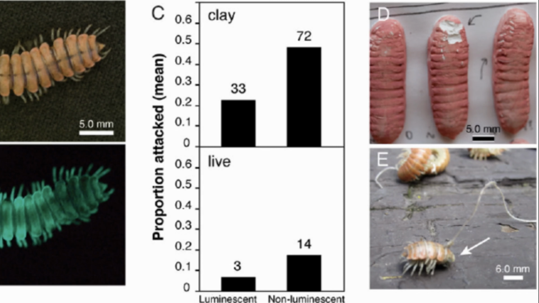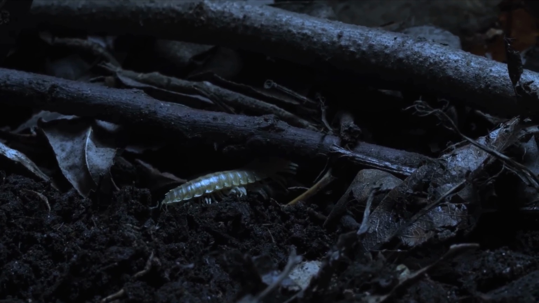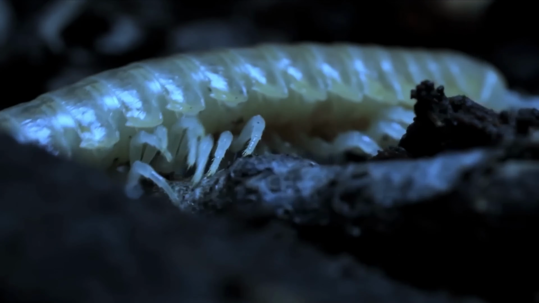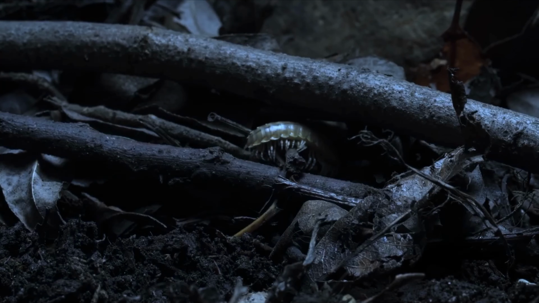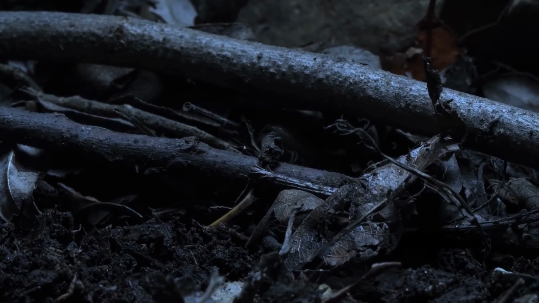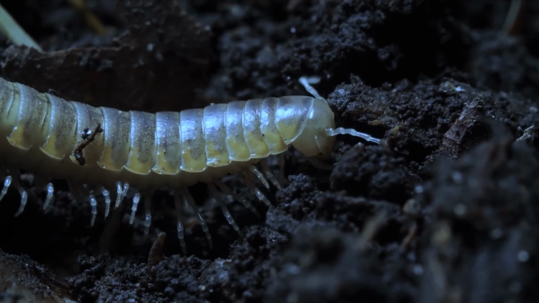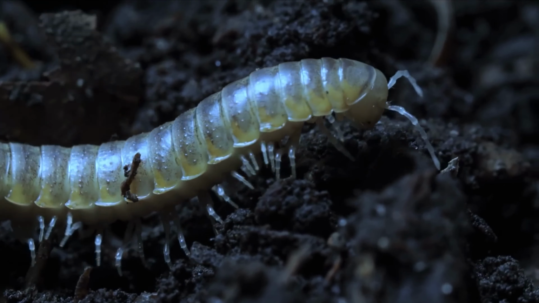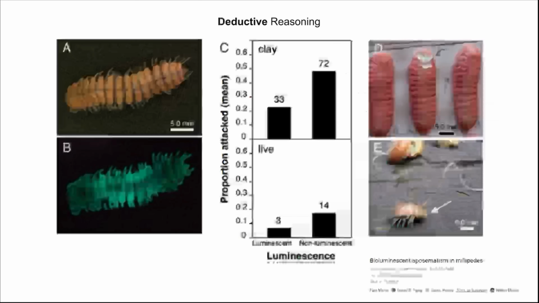Well, using deductive reasoning, they suggest that predators won't bite the glowing millipedes because they think that the glowing millipedes are toxic. This is an example of deductive reasoning stemming from inductive reasoning. And whenever I show you examples like this, I'll often include the paper on the bottom right or the top left or somewhere in the corner, and you can look up that paper and read it on your own time if you're interested in this stuff.